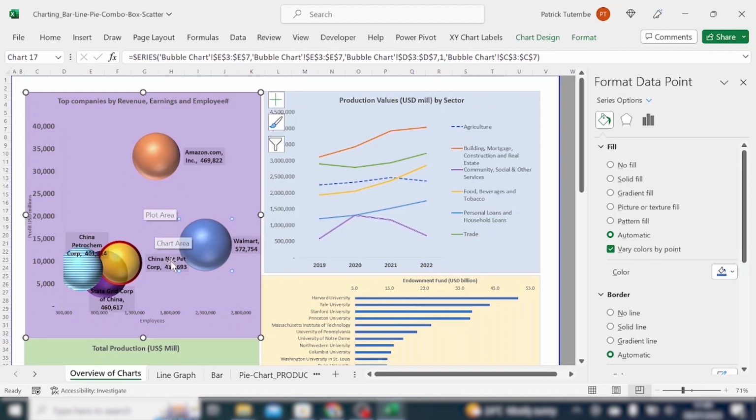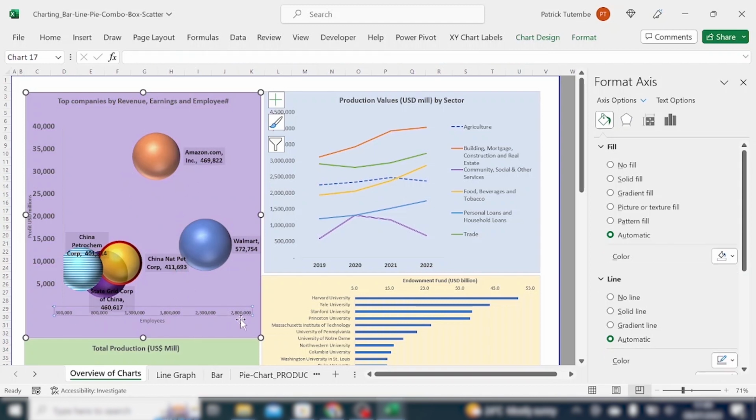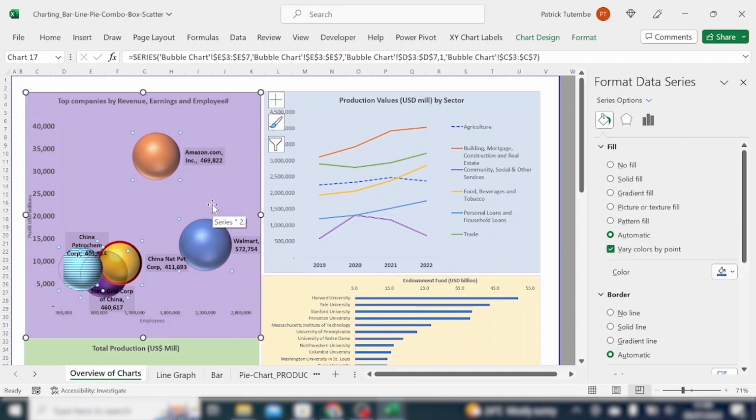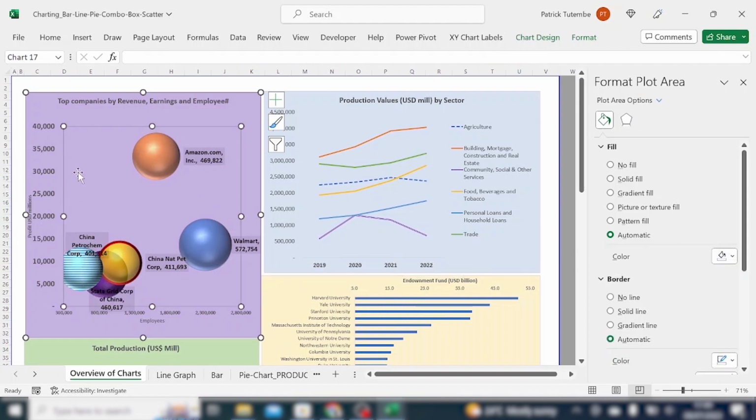Then you have number of employees on the horizontal axis, and that means that the more the bubble is pressed to the right, the higher the number of employees. Then we have profit, which means that the higher the vertical position of the bubble on the chart, the higher the profit of the company. That is a bubble chart.